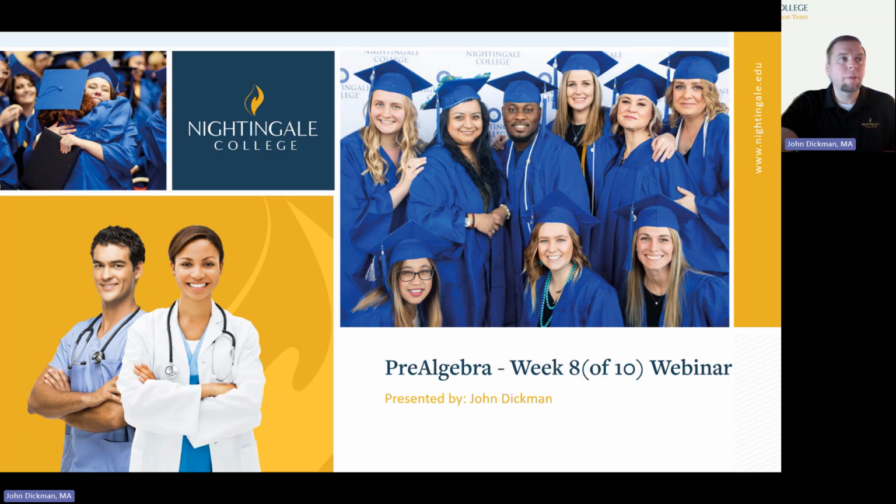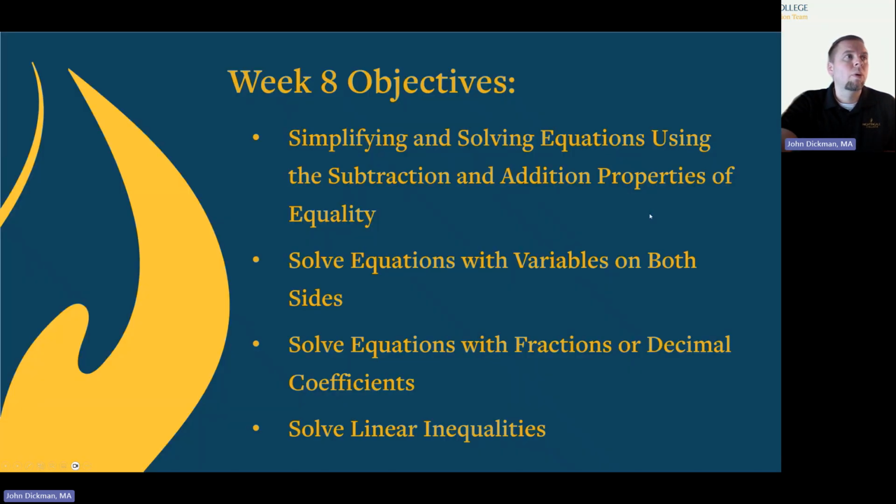So what are the objectives that we're going to be talking about? Well, we're going to be doing a lot of solving equations, but then we're also going to do some solving inequalities. So we're going to start by simplifying and solving equations using subtraction and addition property of equality. This is review. We're going to solve equations with variables on both sides. We've done a little bit of that so far as well. We're going to solve equations with fractions or decimal coefficients. Okay. Then we're going to get into solving linear inequalities.